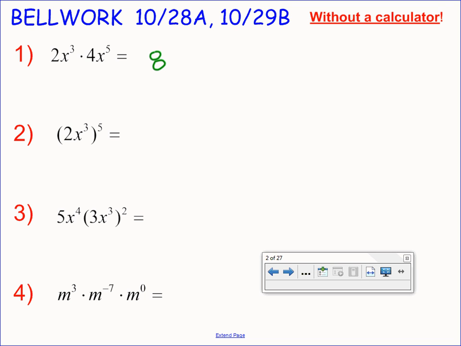If we were to expand this first power out, we'd have 3 x's multiplied together. If we were to expand the second power out, we'd have 5 x's multiplied together in a row for a grand total of how many x's? 8 x's. So 8x to the 8th would be my final answer. Raise your hand if you already had that. So 8x to the 8th. Good job, you guys. Way to go.